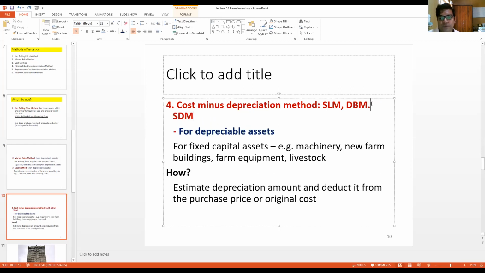So we have three different methods. We can use any one of these methods to find the depreciation, the rate of depreciation per annum. Once you have it, you have the original cost, and then you subtract depreciation. It will give you the cost minus depreciation method.